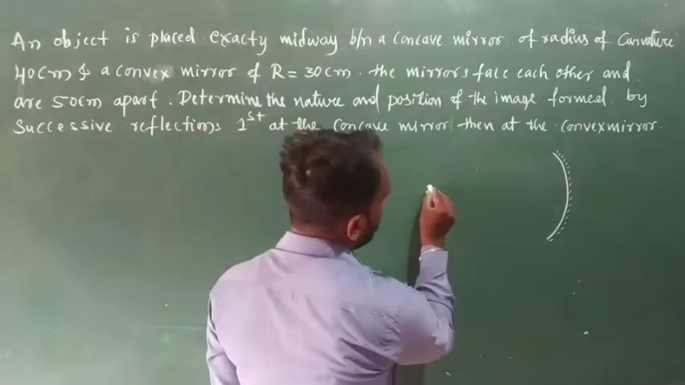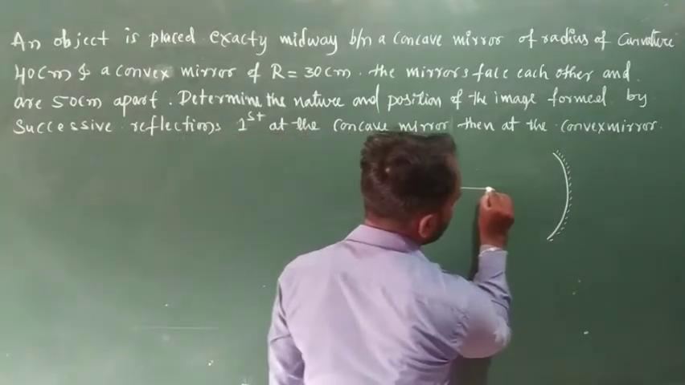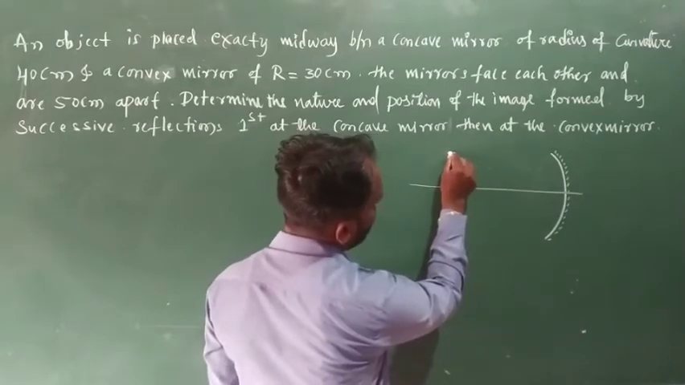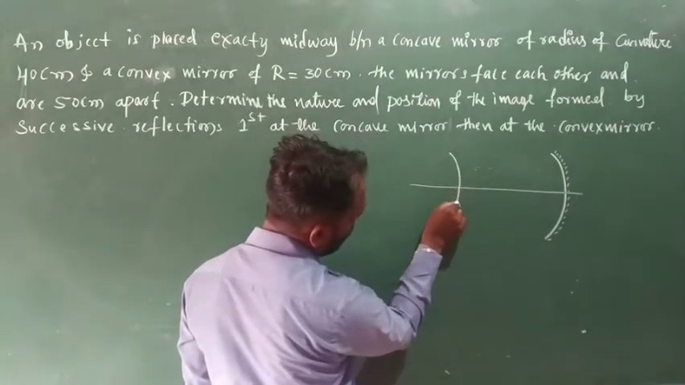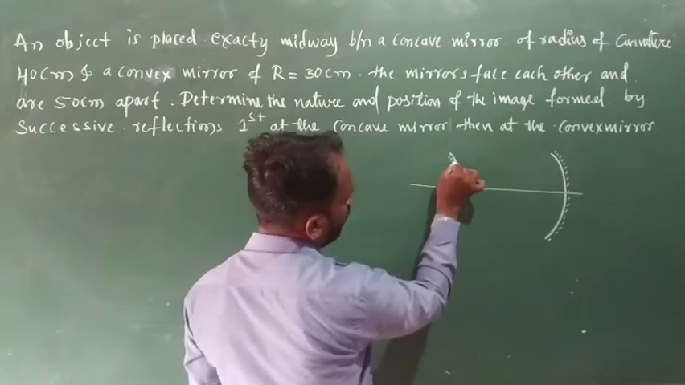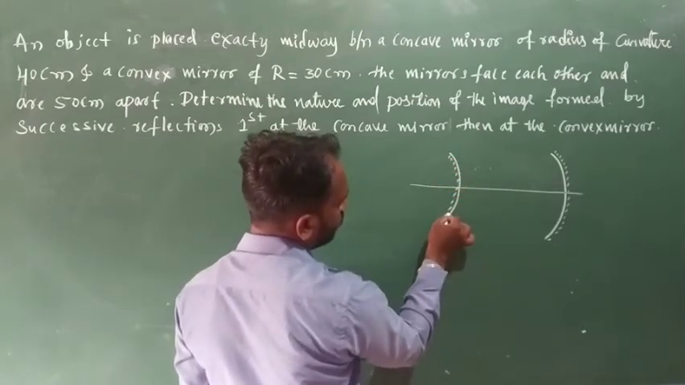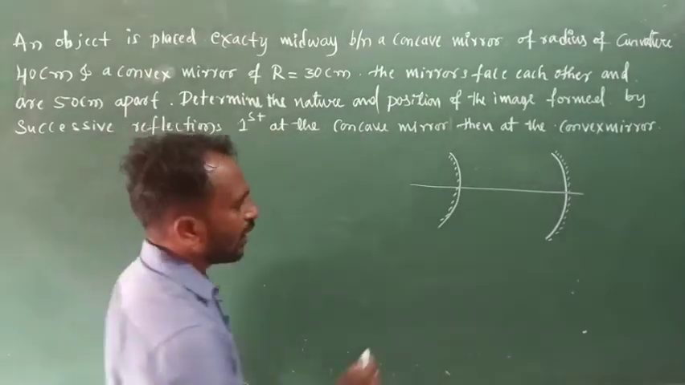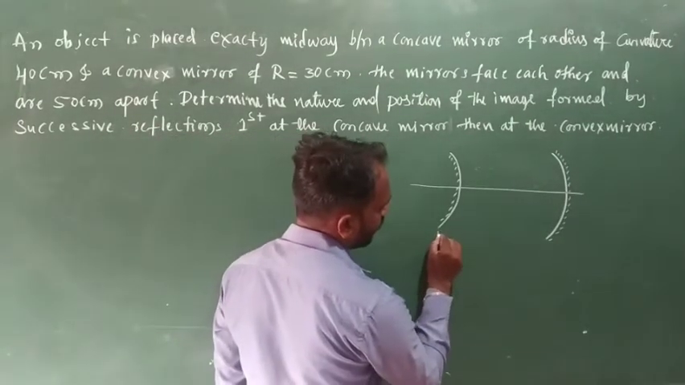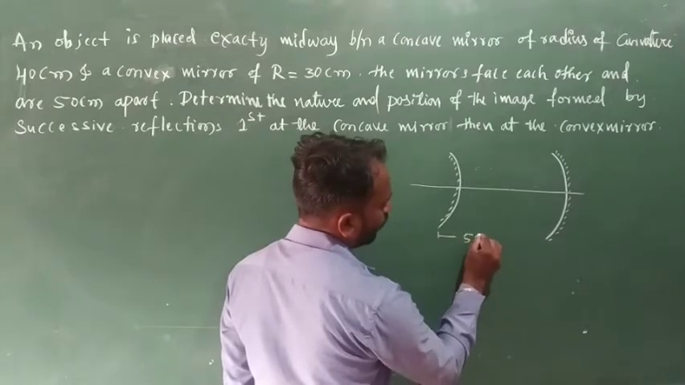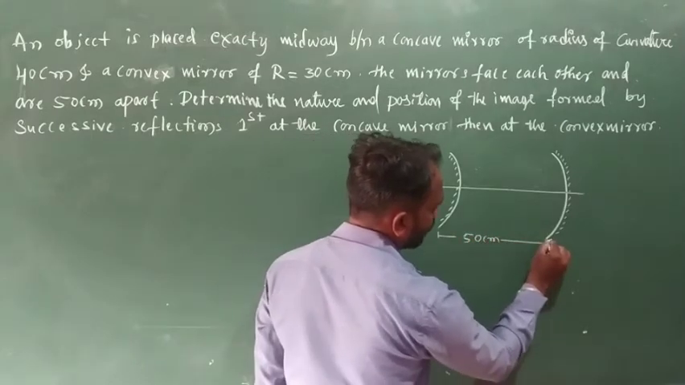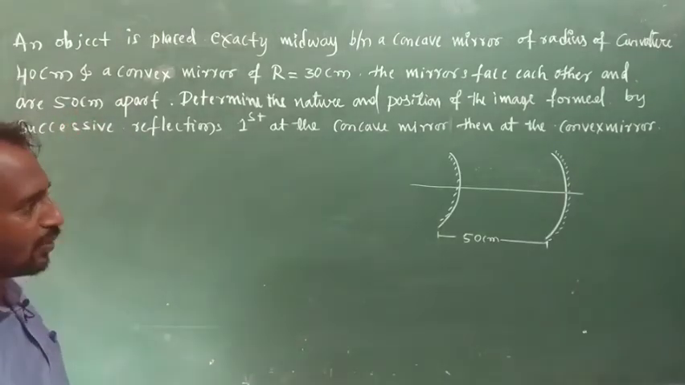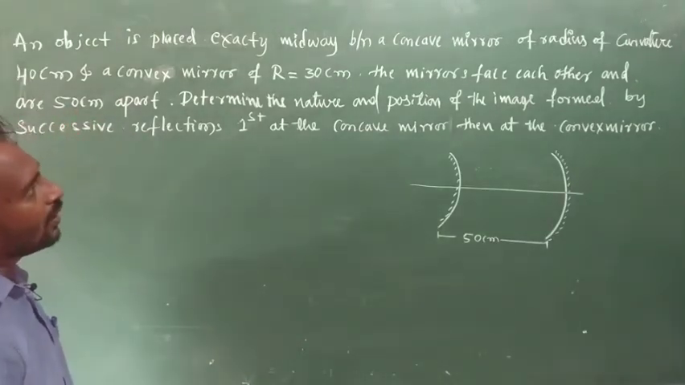So here we have a concave mirror and a convex mirror, and the in-between distance is 50 centimeter. Why? Because it is already given that the in-between distance is 50 centimeter.